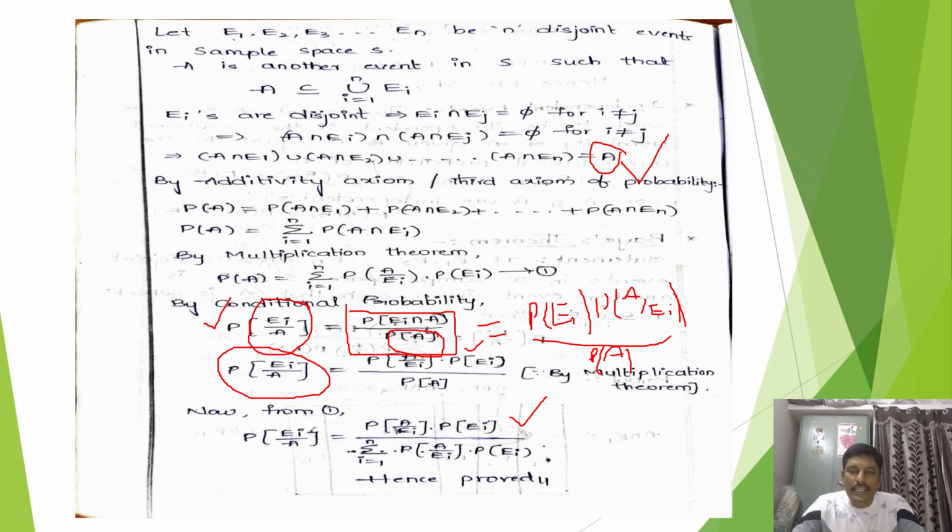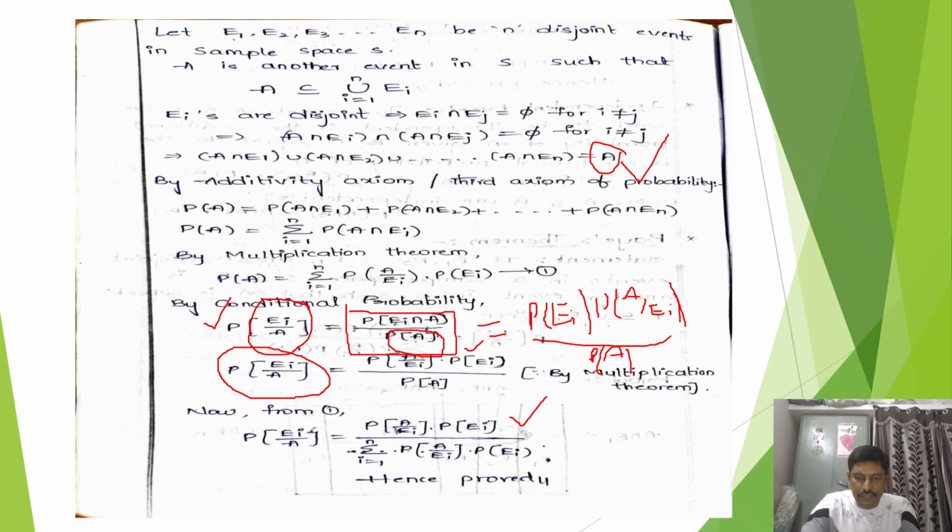So how do I write A here? A is equal to A intersection E1 union A intersection E2 union and so on, A intersection En. Some may get a doubt how we get A intersection E1 union A intersection E2 union so on A intersection En. So for that I am writing one more step here.